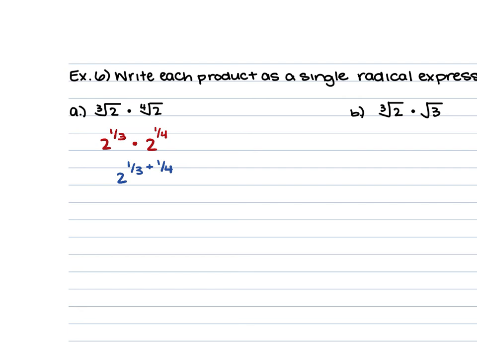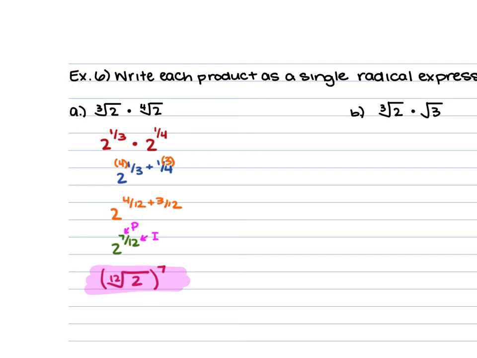So your least common denominator here is 12. You'd multiply the top and the bottom of the first fraction by 4, top and bottom of the second fraction by 3. So in reality, we're going to have 2 to the power of 4 over 12 plus 3 over 12. This simplifies to give us 2 to the power of 7 over 12. This is asking to write each product as a single radical expression, so our answer has to be in radical form. That 12 is your index, the 7 is your power, so we're going to have the 12th root of 2 to the 7th power.